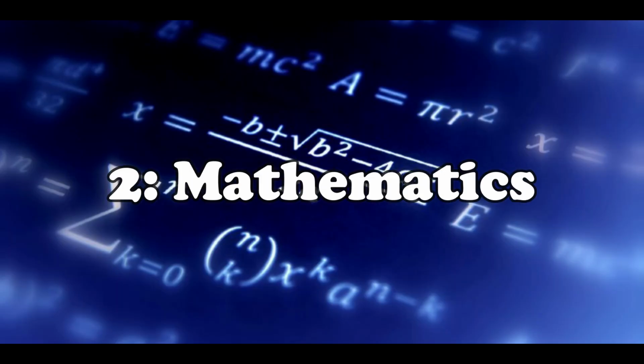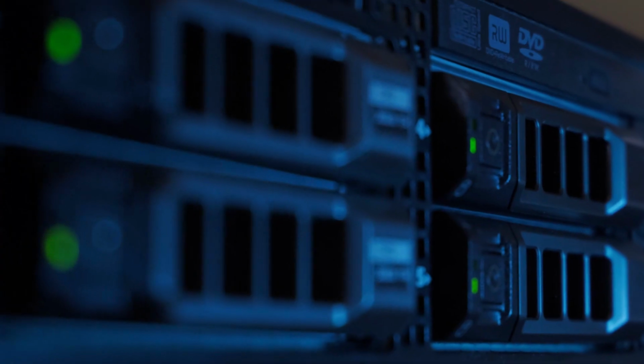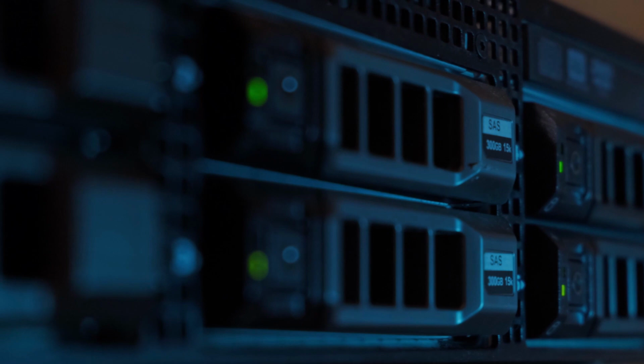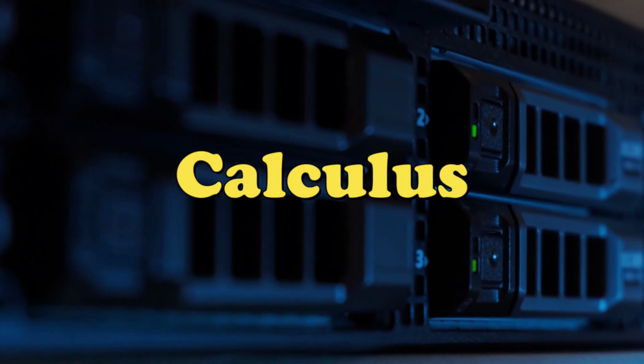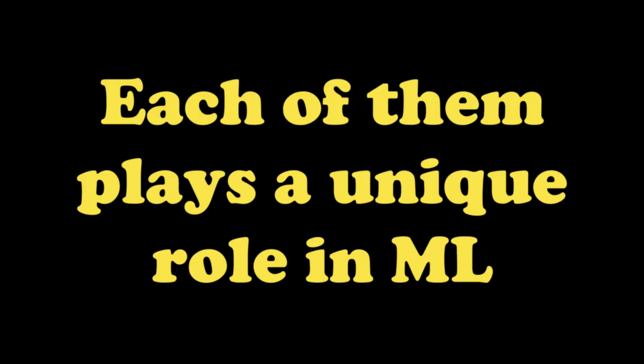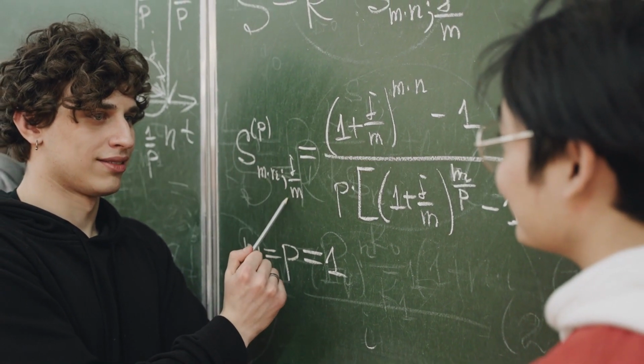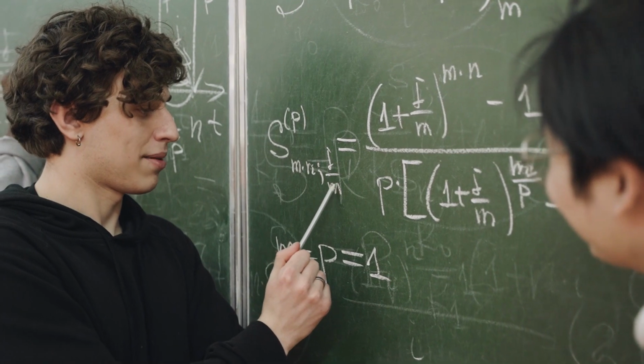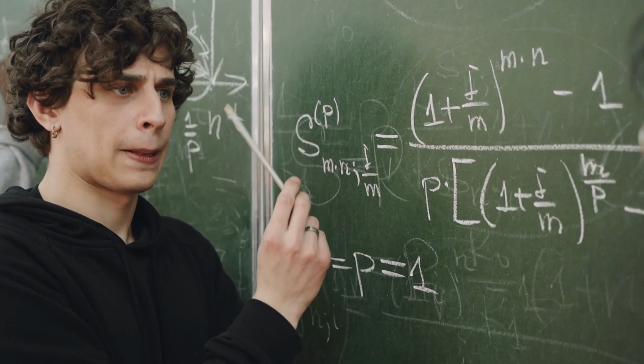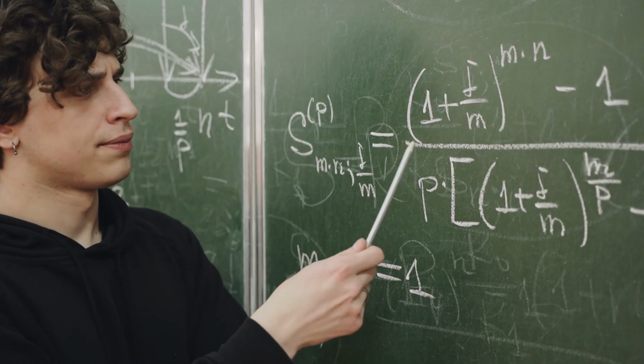The second prerequisite for the AI roadmap is the knowledge of mathematics. Machine learning relies heavily on 3 pillars of mathematics, which are linear algebra, calculus, and probability and statistics. Each plays a unique role in enabling algorithms to function effectively. Linear algebra is the mathematical toolkit for data representation and manipulation, where matrices and vectors form the language for algorithms to interpret and process information.